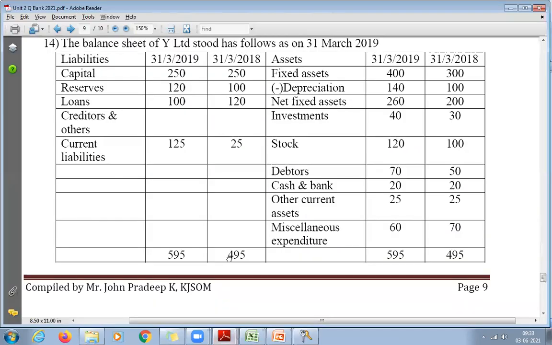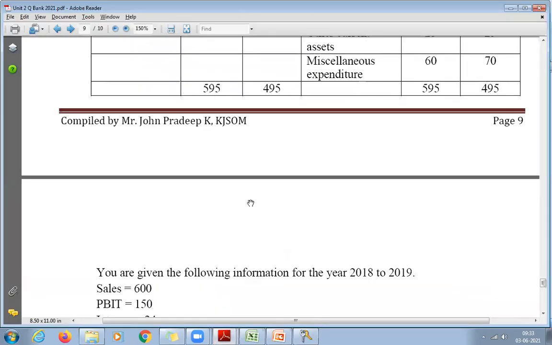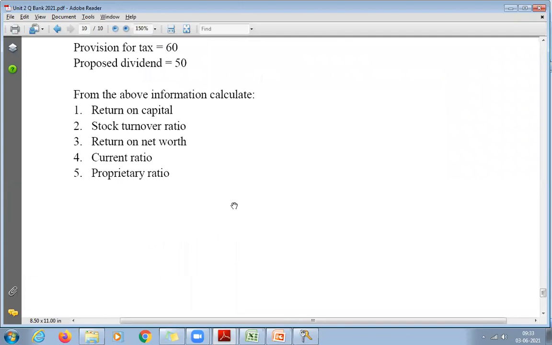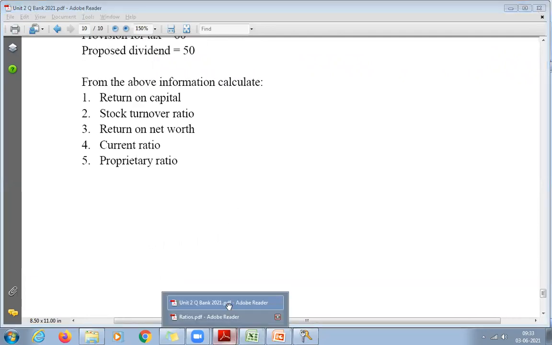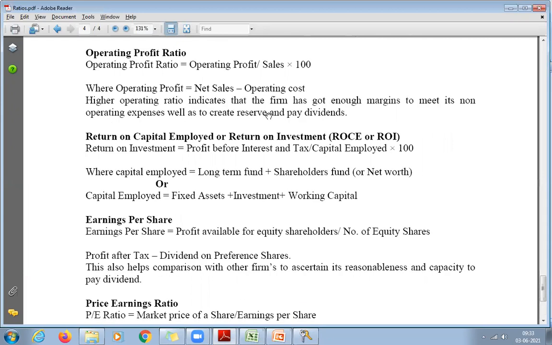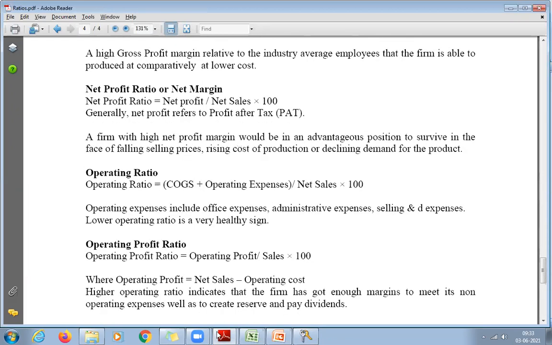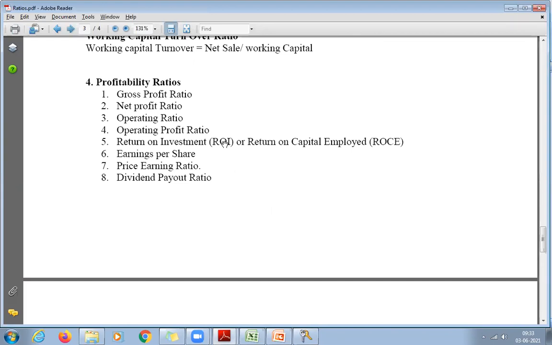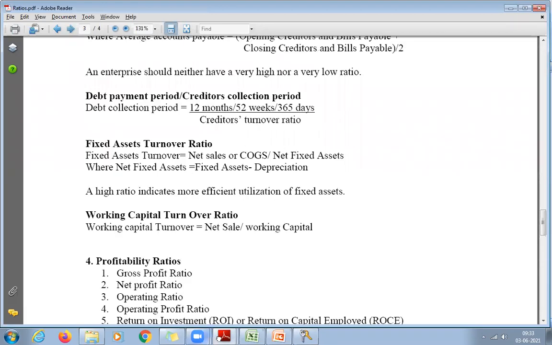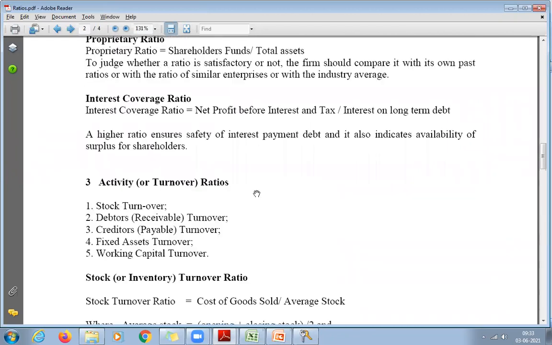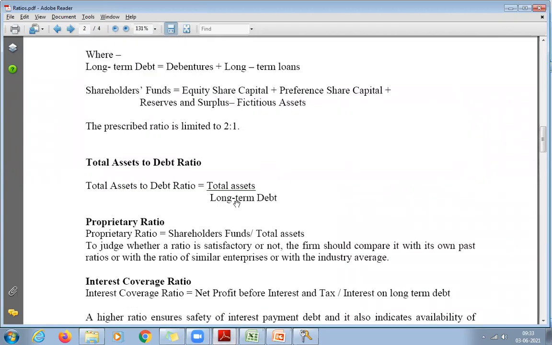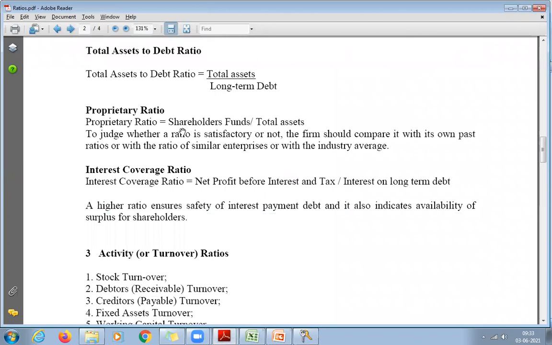And the last one, what you have to calculate? Proprietary ratio. So what is the formula? It is there in the formula list I shared with you. What is the formula, students? Shareholders fund divided by total assets. Yeah, shareholders fund divided by total assets.